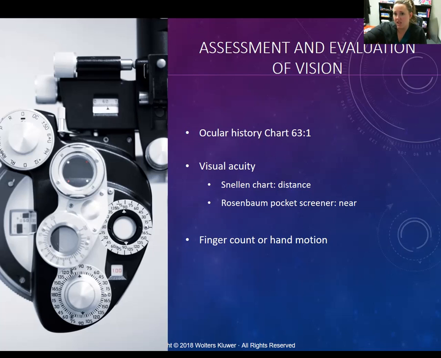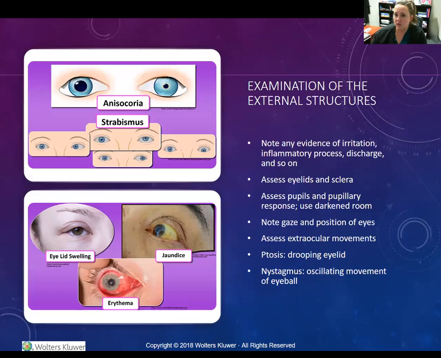So if they can't even see that big E, then we can get our hands closer to their face and ask how many fingers can you see that I'm holding up. To test close vision, we use the Rosenbaum test, and this allows them to see the chart 14 inches away and see what's the smallest line they can read without difficulty. And this is testing for impaired near vision, which is presbyopia. So myopia is impaired far vision, impaired near vision is presbyopia. So know your medical terms for what those mean, because you'll see them at some point.